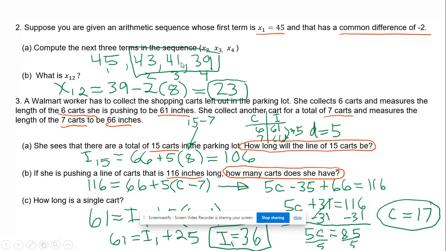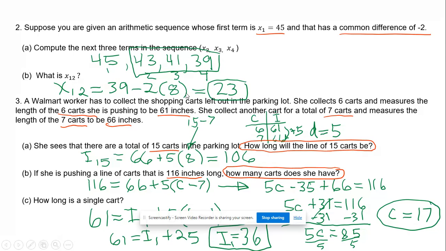43 minus 2 gives me 41. 41 minus 2 gives me 39. And that's it. So it says compute the next three terms. And the next three terms are, and you can write them out just like this, 43, 41, 39. Okay, so now it says, what is x sub 12?